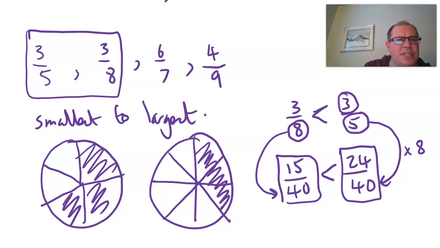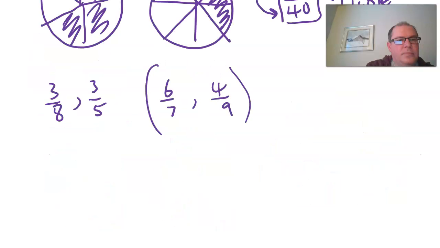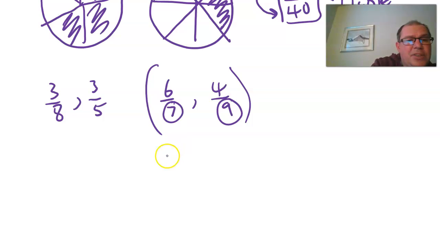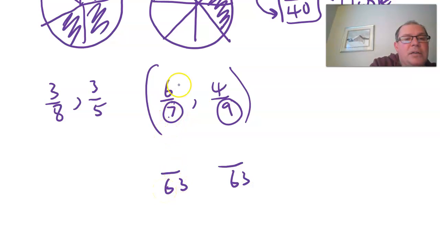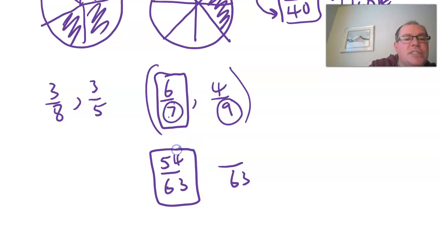Let's continue now. We've got this 6/7 and 4/9. Now, using logic again, I'm thinking that 6/7 is going to be a lot bigger than 4/9, just thinking of that pizza. So let's just show that. So what number does 7 and 9 both go into? Well, 7 times 9 is 63. So why don't we write it as out of 63? What do I have to multiply 7 by to get 63? 9. So I have to multiply the 6 by 9, and I get that 6/7 is equivalent to 54/63.